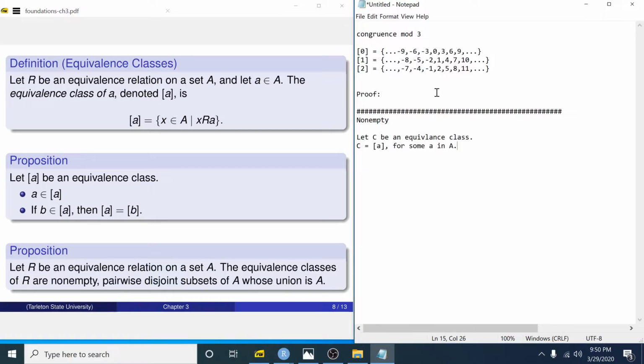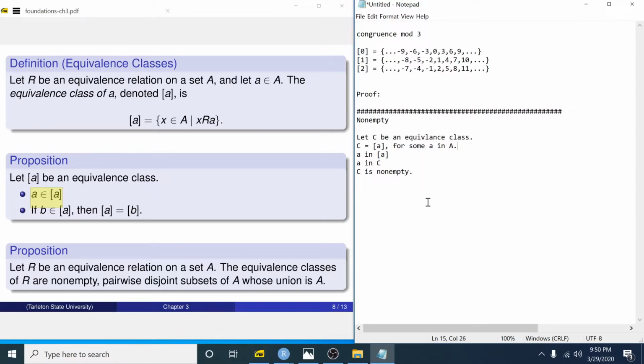For example, this is an equivalence class, right? Well, this equivalence class is equal to bracket 2. Every equivalence class is always equal to bracket something. So C is equal to bracket A for some A in A. But according to this condition over here, A is already always an element of bracket A. So A is always inside of bracket A, and therefore A is in C, and therefore C is non-empty. Okay, so that's the first thing we have here.